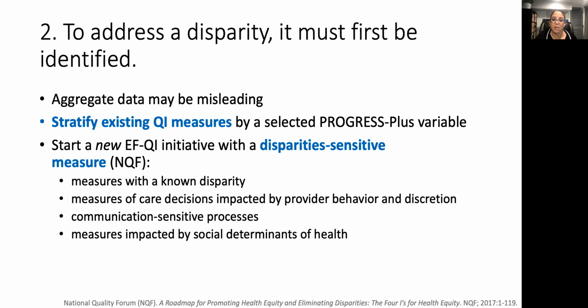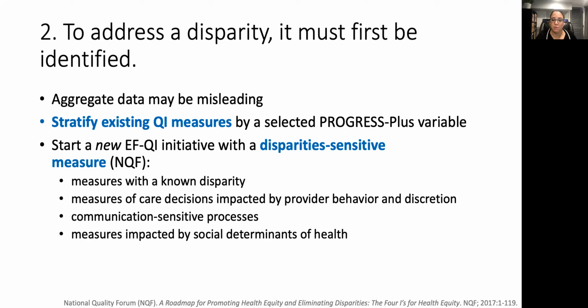So now to our second concept. To address a disparity, it must first be identified. Looking only at aggregate data, as we saw earlier today, can be misleading, and there may be undiscovered, buried disparities that you'll never know about if you don't look. So to start, we recommend stratifying existing QI measures by selected PROGRESS-Plus variables, and I'll go through these in a moment. You can also start a new EFQI initiative with a disparity-sensitive measure.